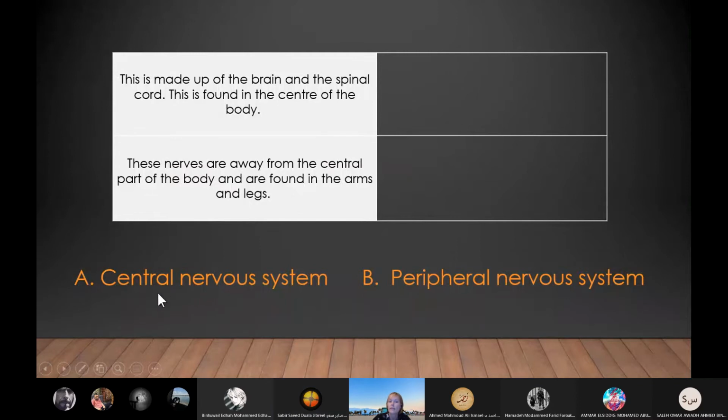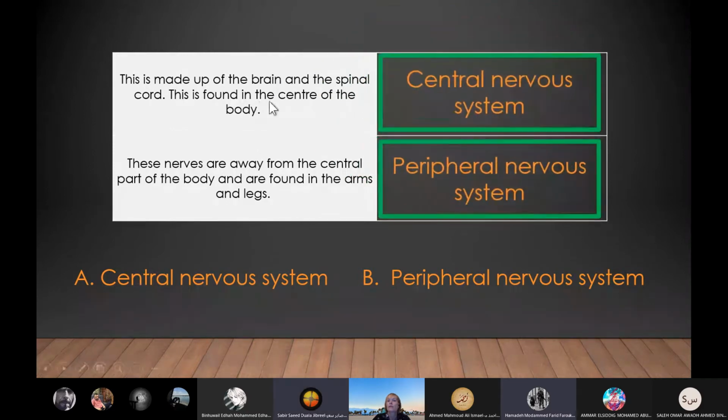Okay, so what did we say this central nervous system was made up of? Is it made up of the brain and spinal cord, or is it the nerves away from the central part of the body? Which one is this? This is made up of the brain and spinal cord. That's right. Central nervous system, yes. Central in the center, and peripheral in the periphery.